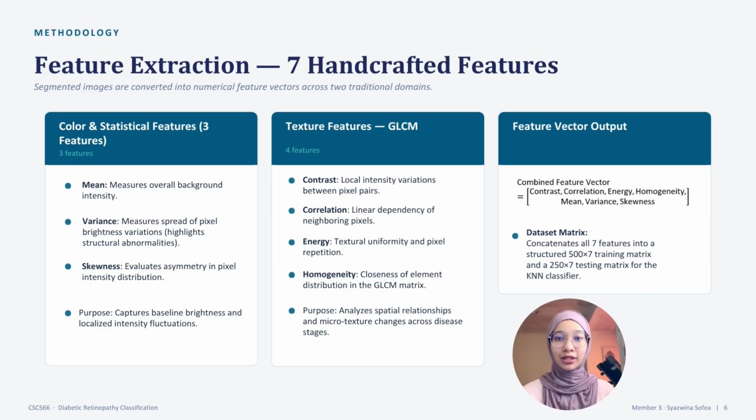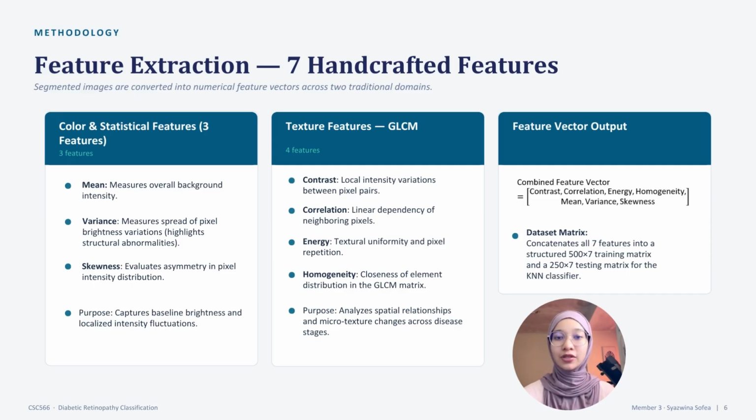Rather than using deep learning, our project extracts 7 handcrafted features from every retinal image, organized into 2 traditional image processing domains, which are color statistics and GLCM texture features. The first domain is color and statistical features. It is calculated directly from the enhanced grayscale pixel distributions. These are mean, variance, and skewness. Mean captures overall baseline brightness. Variance measures the spread of pixel intensity.